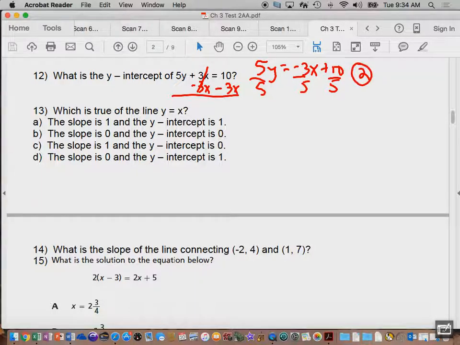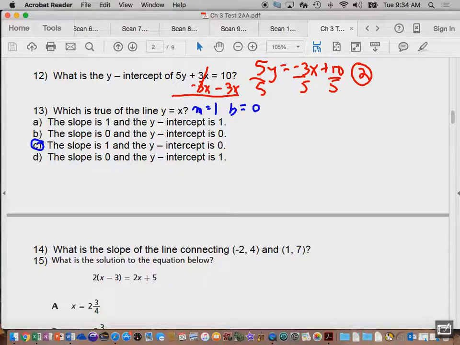All right, next one. What's true of the line y is equal to x? What's the slope of this line right here? 1, very good. It's the number in front of the x. What's the y-intercept? 0, good. It's the number at the end and there's nothing there. So the correct choice is choice C. The slope is 1, the y-intercept is 0.